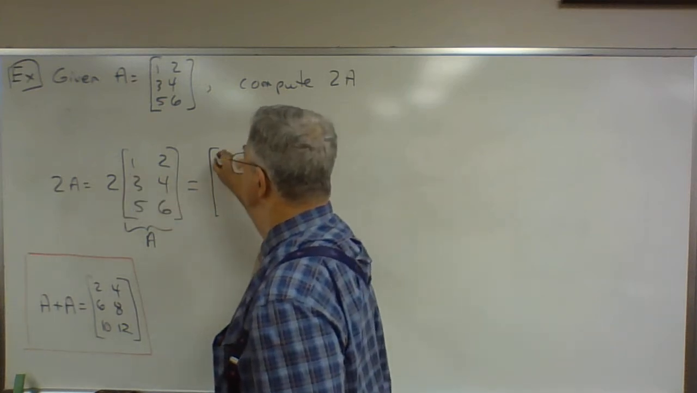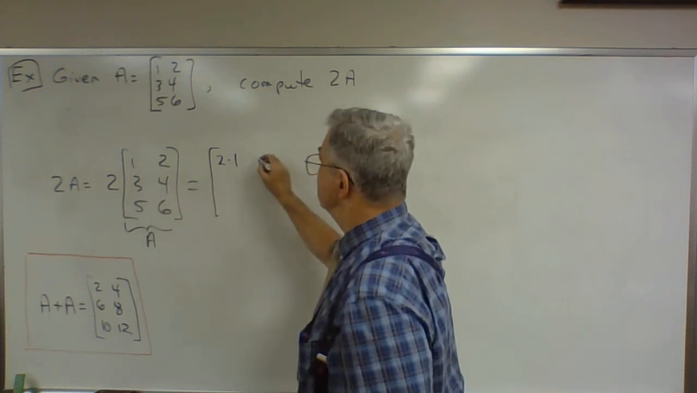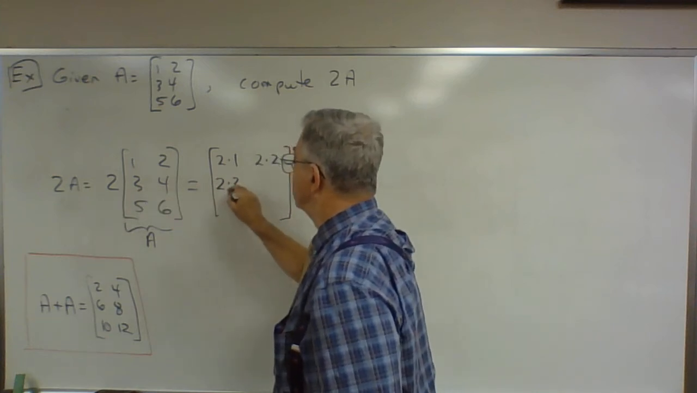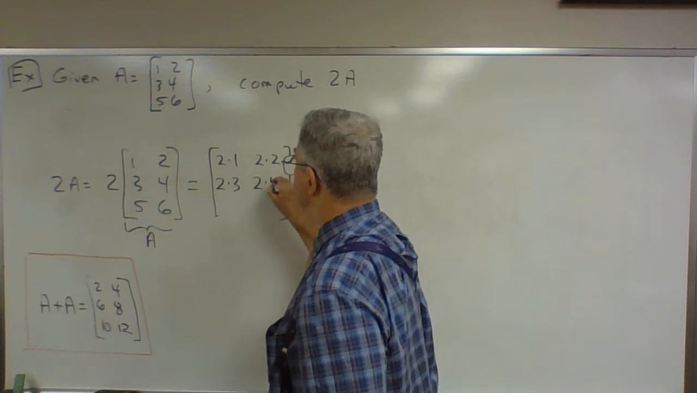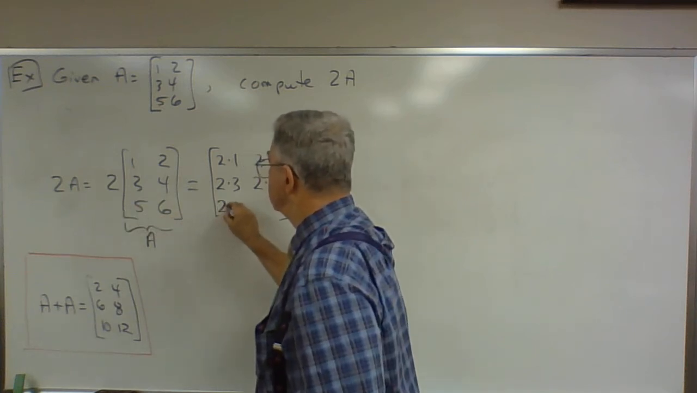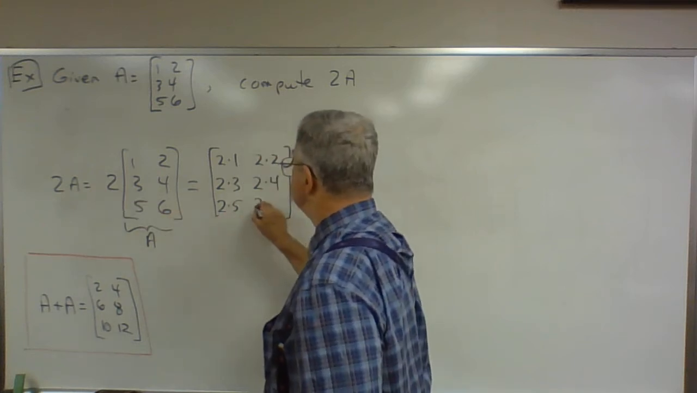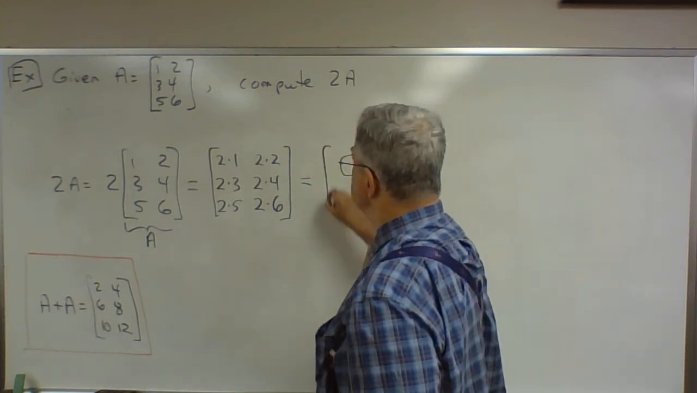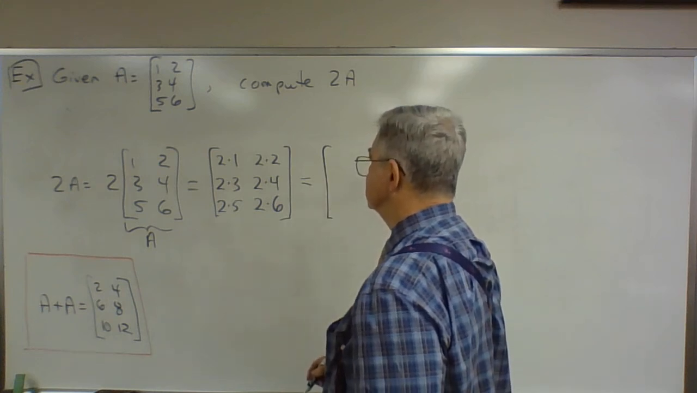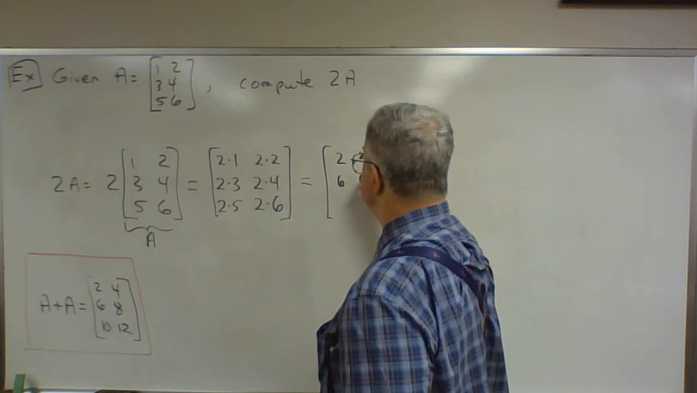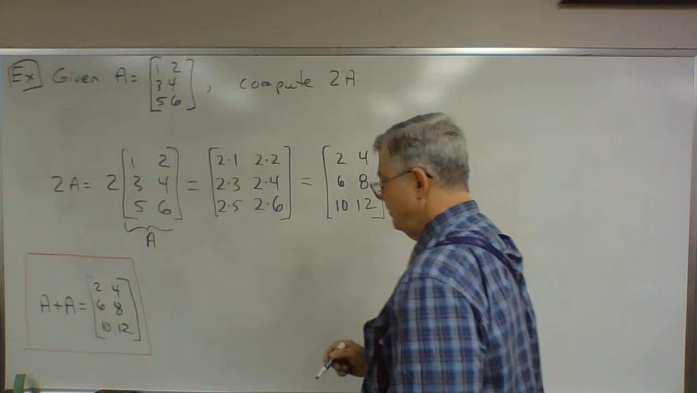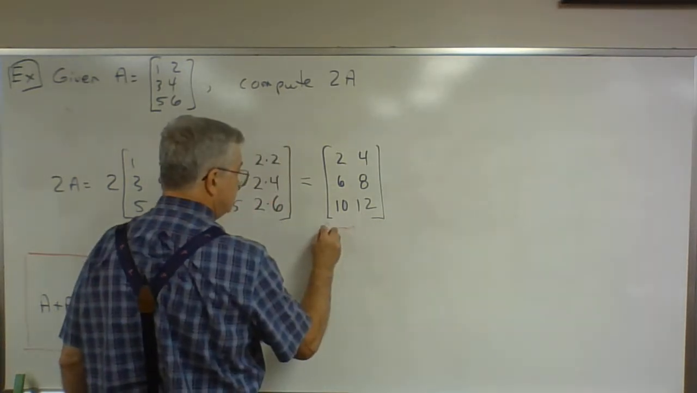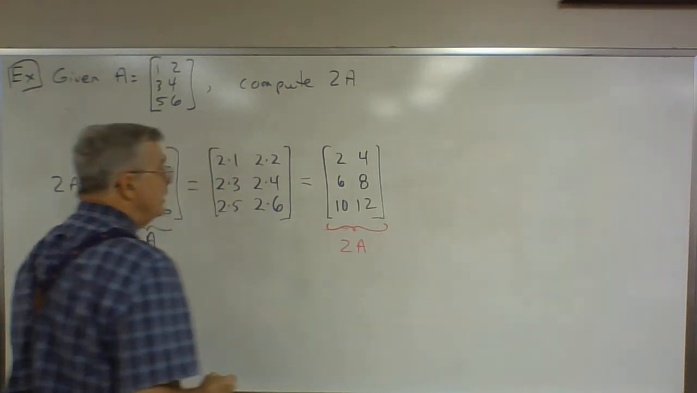So we'll have 2 times 1, 2 times 2, 2 times 3, 2 times 4, 2 times 5, 2 times 6, and that just happens to equal 2, 4, 6, 8, 10, 12. That's 2A.